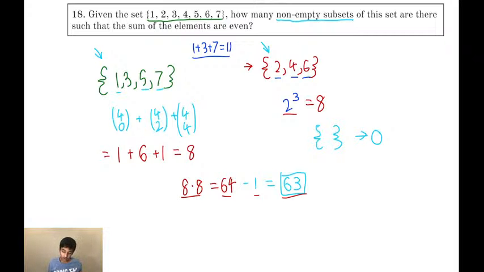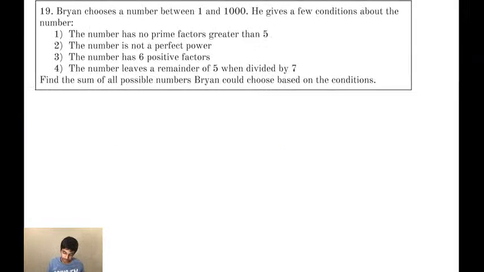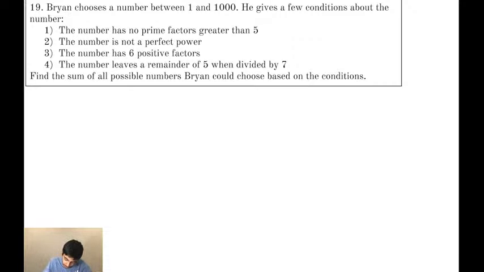Okay, so now let's move on to the next problem. Brian chooses a number between 1 and 1,000. So there are 1,000 possibilities, right? The number has no prime factors greater than 5. The number is not a perfect power. And the number has 6 factors. And this last condition doesn't really seem to mean anything. What does that really mean? Well, we'll worry about that condition at the end.